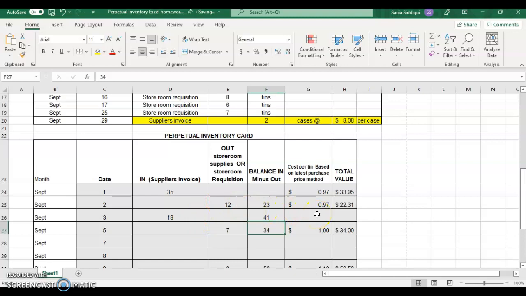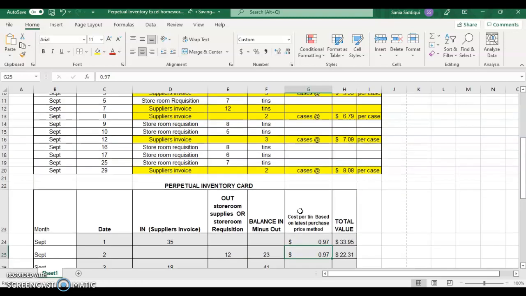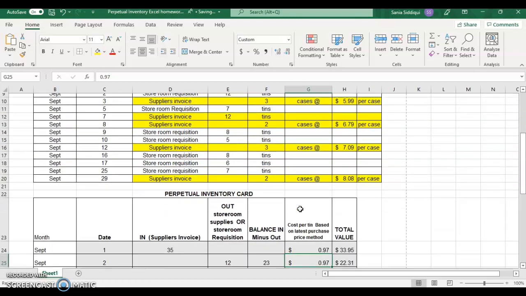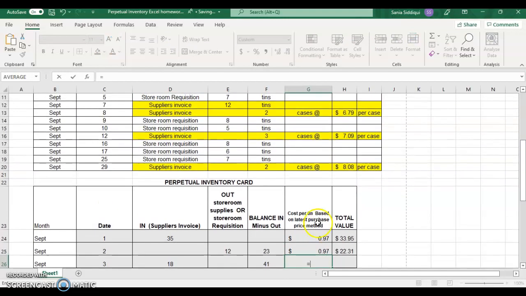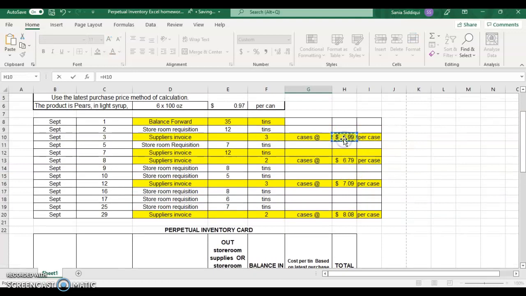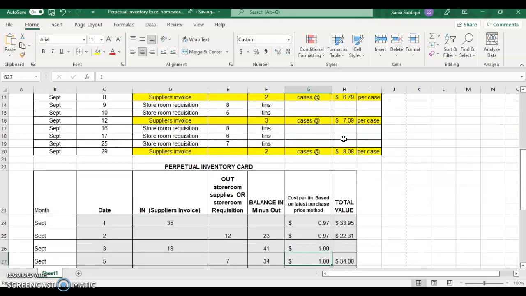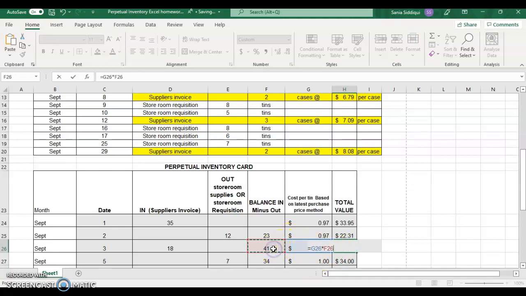Since the latest purchase price does change, it is now $5.99. So in order to figure out the cost per tin, we take $5.99 and we divide it by 6. That gives us $1. In order to figure out the total value, we take the dollar and multiply that by 41. Now, we know that it should give us $41.